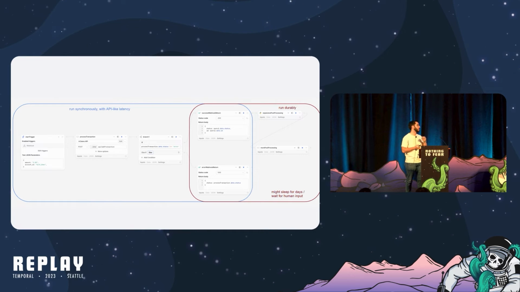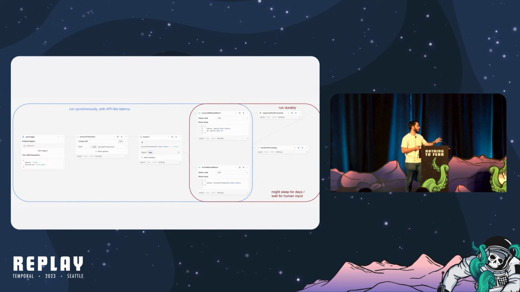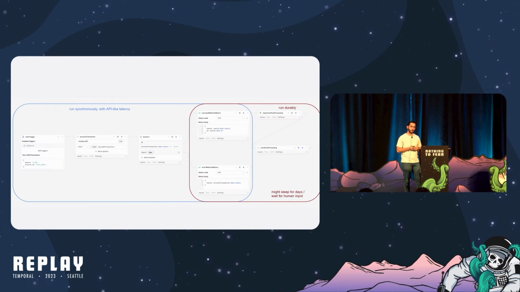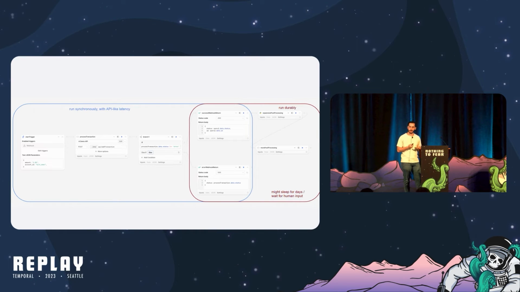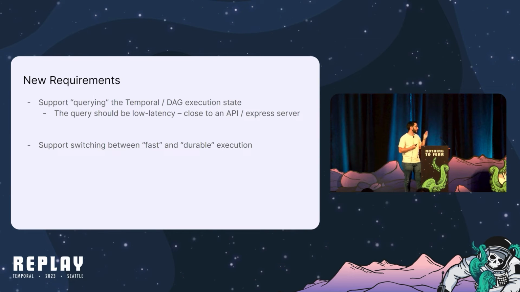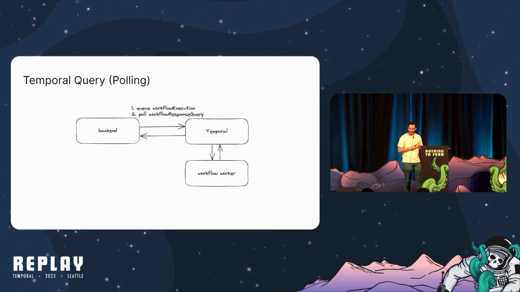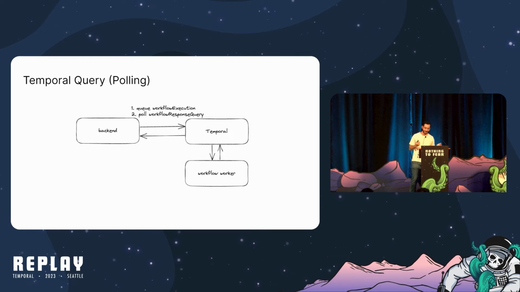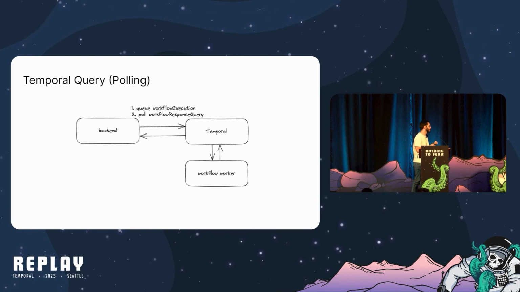We don't want overhead from using Temporal, and then the latter half of this execution where we really do care about all the guarantees that Temporal gives us. And so the first question was, how do we solve this querying state? And just reading Temporal, really what the easiest solution would have been using Temporal queries.